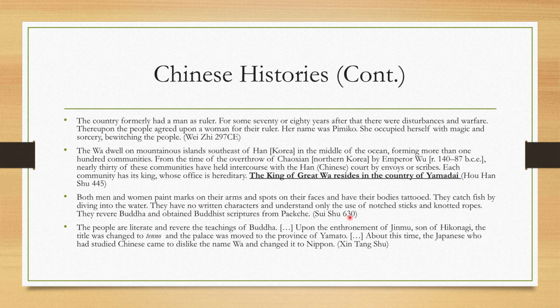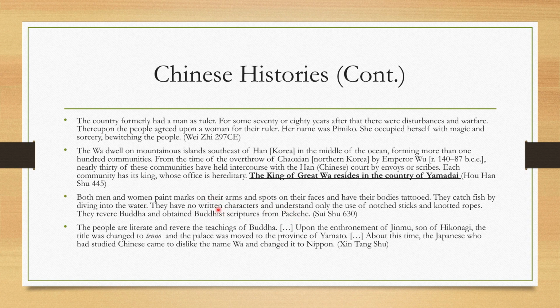Okay, looking at the Suishu from 630 CE: both men and women paint marks on their arms and spots on their faces and have their bodies tattooed. They catch fish by diving into the water. They have no written characters, but understand only the use of notched sticks and knotted ropes. They revere Buddha and obtain Buddhist scriptures from Paekche. And Paekche is a kingdom in Korea that Japan had diplomatic relations with.